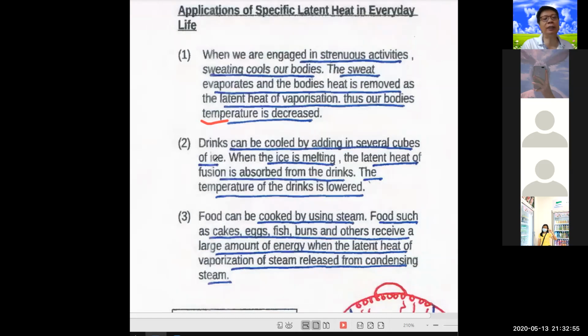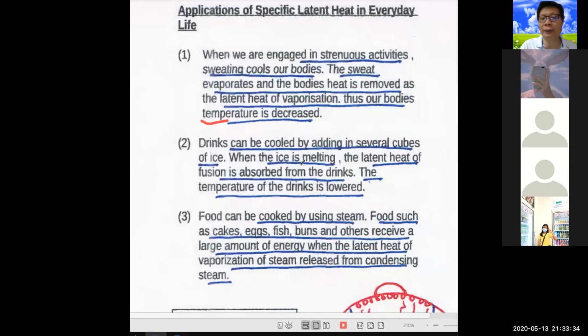Second, drinks can be cooled by adding several cubes of ice. Everybody does this. A cup of hot coffee, hot chocolate, too hot, you don't like it, you put ice inside. Why by adding ice can you cool down your hot drinks? What is the scientific reason? Normal people just say the coffee cools down because the ice is cold. This answer, SPM won't give you any marks. It's not a scientific answer. Understand? Okay, actually it's like this. You see what happened now? Drinks can be cooled by adding several cubes of ice.